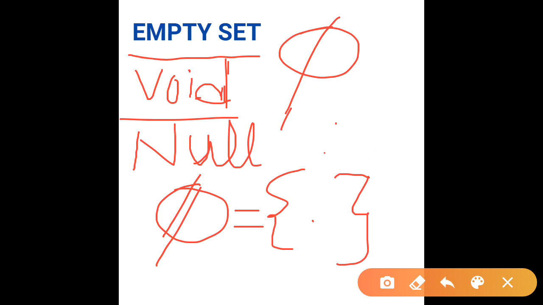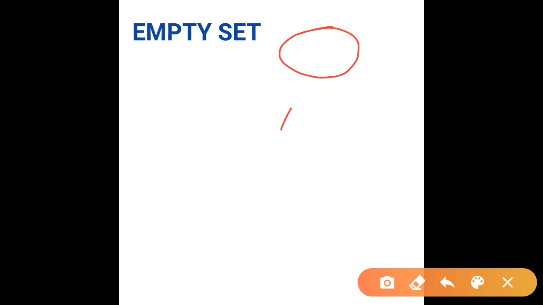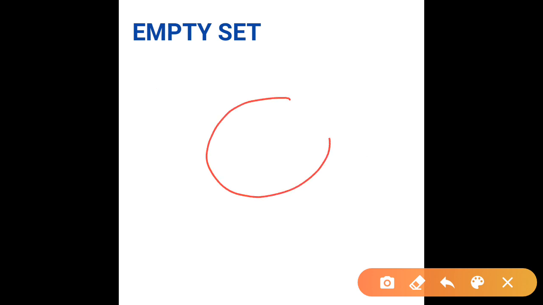Clear? So empty set is nothing but empty. It is known by different names, that is void set or null set, right? The symbol is phi. It will be learned in the types of sets also.